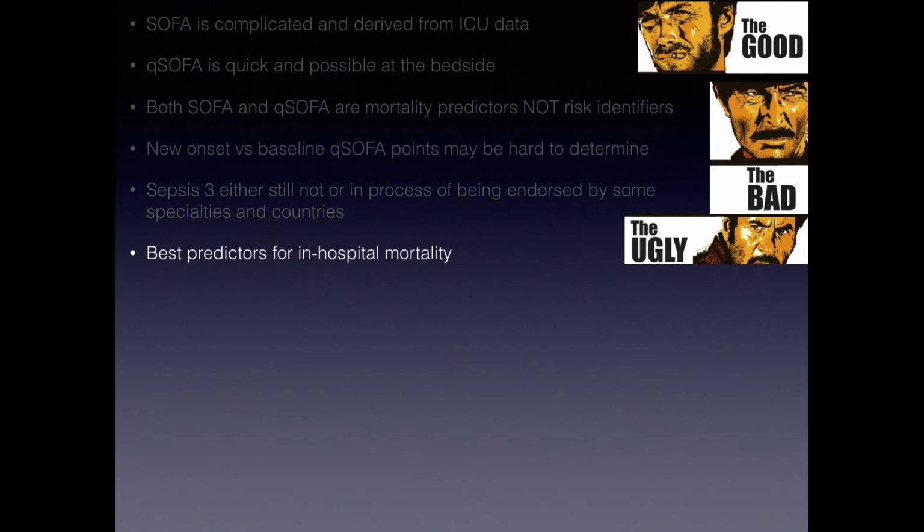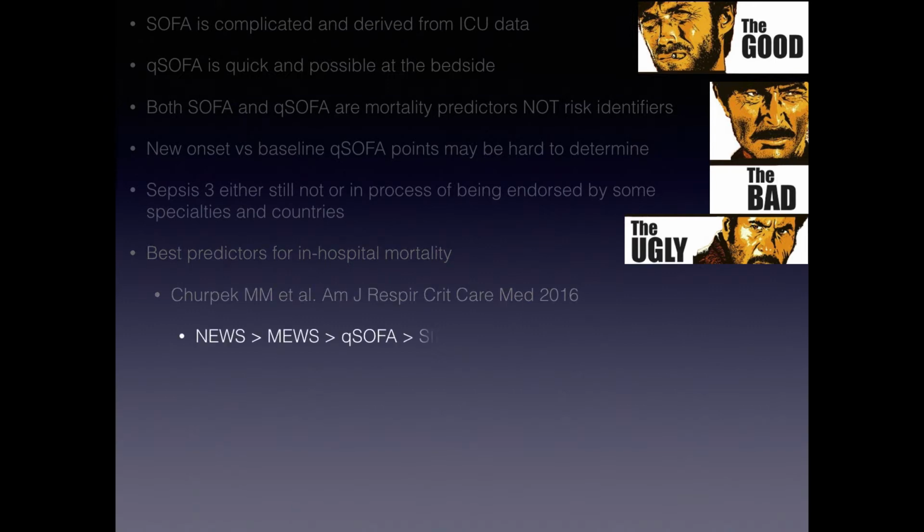So we're talking about predictors. What are the best predictors for in-hospital mortality? So we have 3 papers here that came along. This Churpek paper. Basically, they looked at NEWS, which is the National Early Warning Score, the MEWS, which is the Modified Early Warning Score, and qSOFA and SIRS. And they found that the best predictors for mortality in this order were, NEWS was the best, MEWS, followed by qSOFA and SIRS.